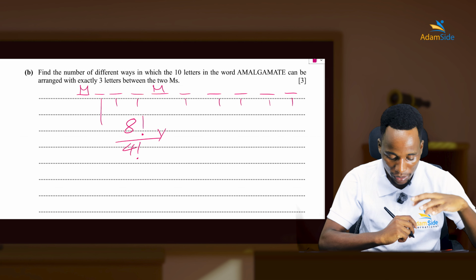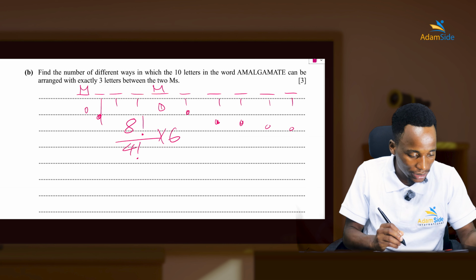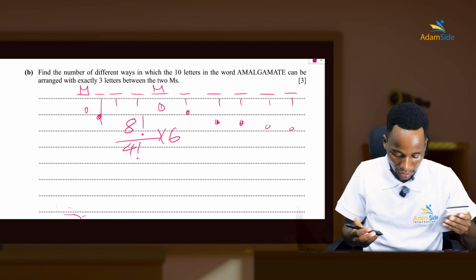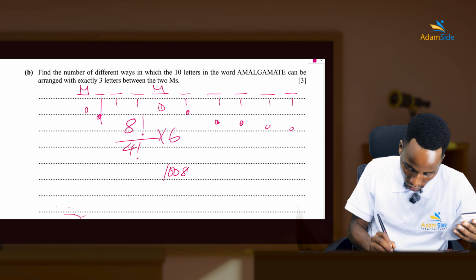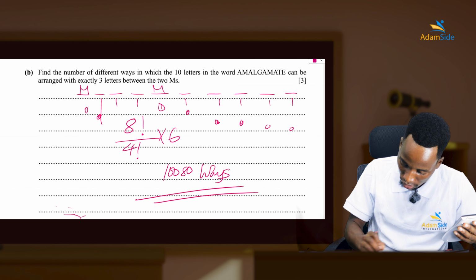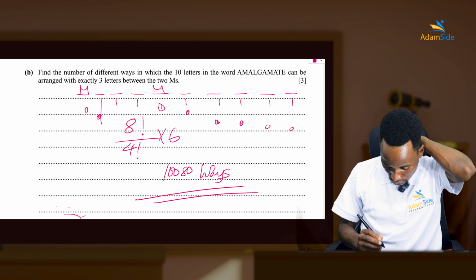So this is the first. Second will be this way. So this will be second and this will be third, fourth, fifth, sixth. So it will be 6. So times 6. If you keep it in the calculator, the answer is going to be 108 ways. Now we can move to C.